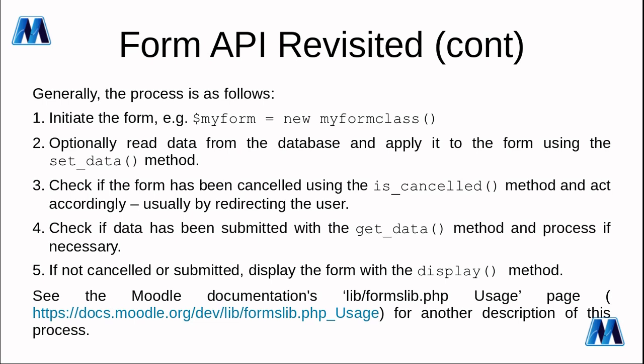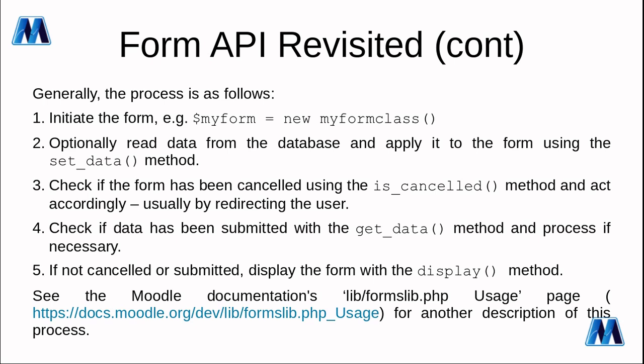So you can check if it's cancelled and then act accordingly, usually redirecting the user somewhere else. And then you can check if data has been submitted by using the get data method, and then process that if necessary. If it hasn't been cancelled or submitted, then just display the form with the display method. So that's the general process. So get the form.